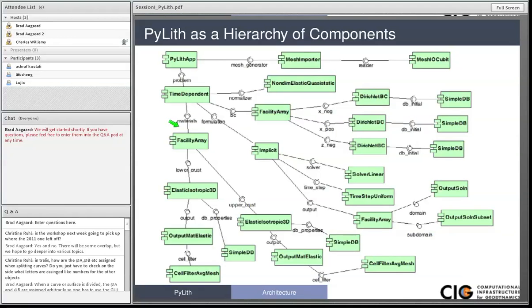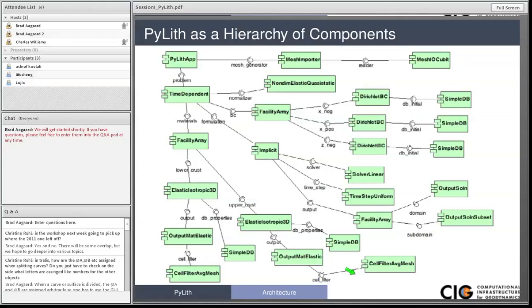We have a number of materials. So we'll have a lower crust material as well as an upper crust material. The lower crust is going to be an elastic isotropic 3D material, as well as our upper crust material. Our output will go to an output manager elastic object, which will filter the quadrature point information through a cell filter average.